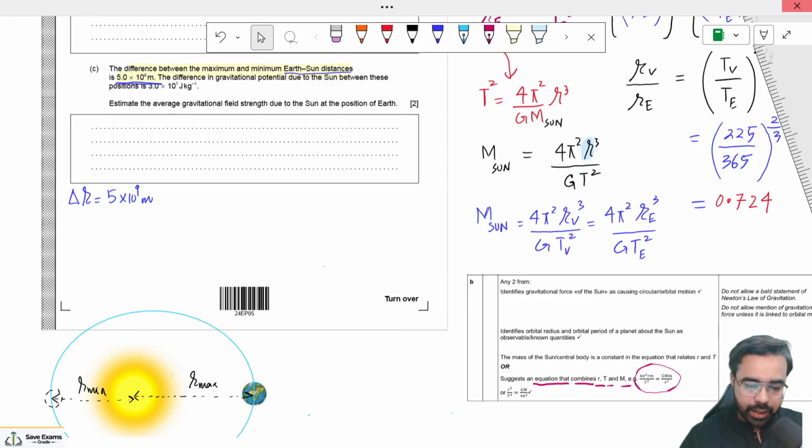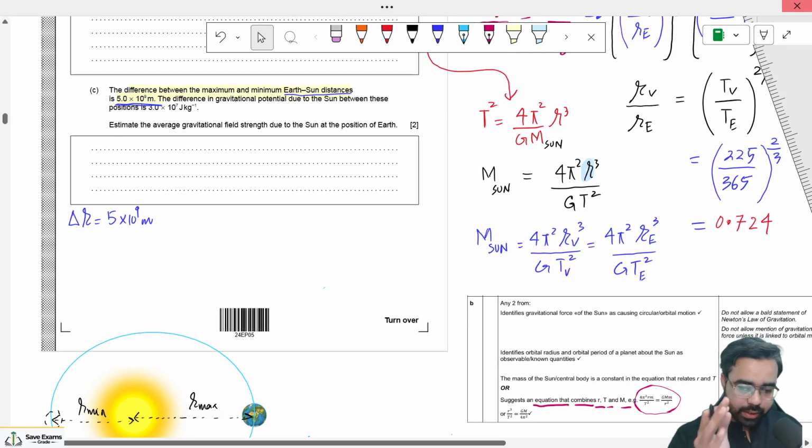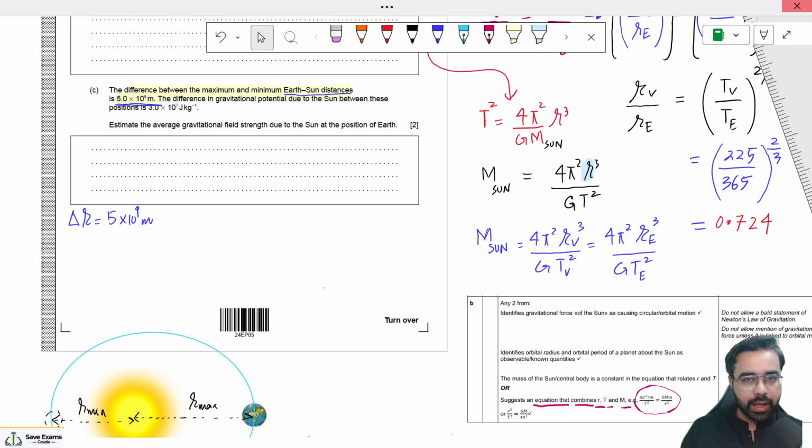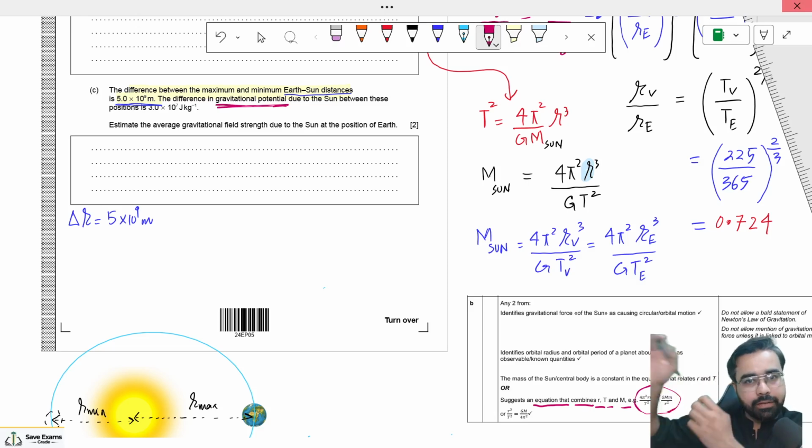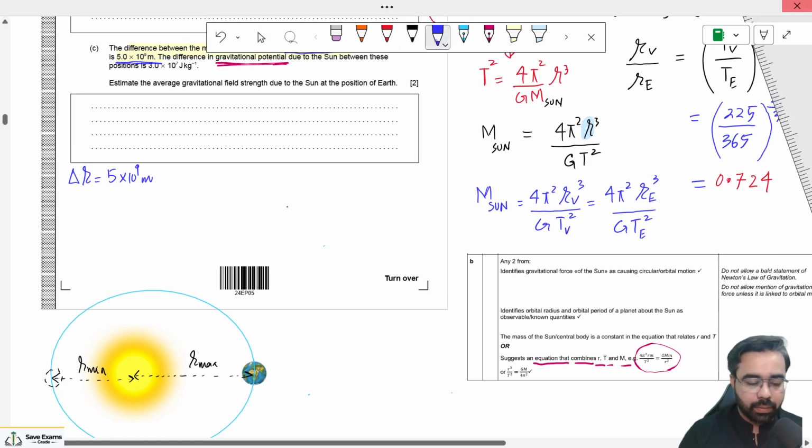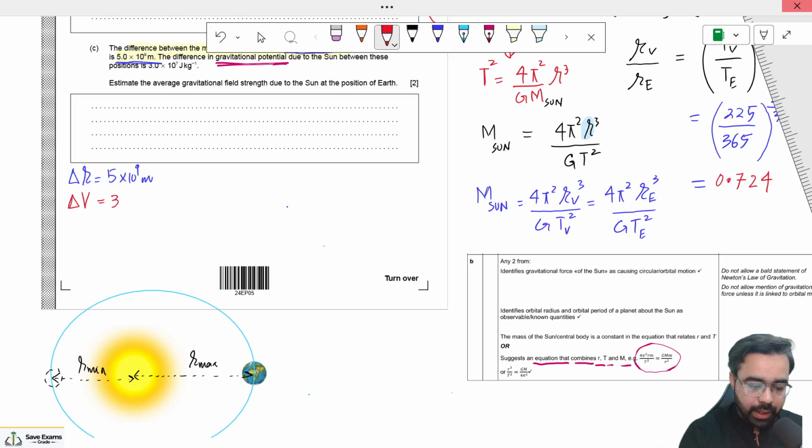Because there's a difference of distances, there will automatically be a difference in gravitational potential. Gravitational potential is actually the work done on an object having some mass to take it from infinity to a certain point in the gravitational field. This is the absolute gravitational potential, but in simple words, gravitational potential is work done per unit mass. So it depends on the mass as well, right? This is the delta V, which is equal to 3 times 10 to the power 7 joule per kg.